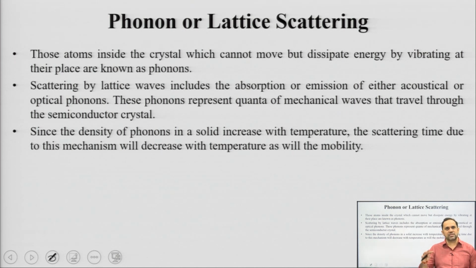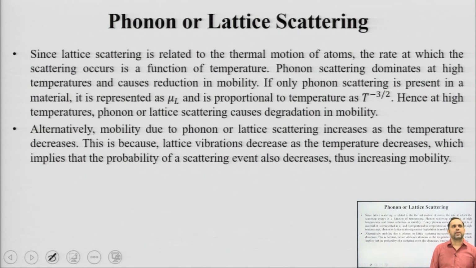Okay. So, when temperature increases, especially at high temperatures, your phonon scattering is also going to be very high, because you have applied higher energy. Not all energy can go to charge carriers. So, in that case, this extra energy goes to these phonons, gets dissipated via these phonons, and this enhances the scattering of charge carriers at high temperature. So, at high temperatures, mobility can reduce because of phonon or lattice scattering. Okay. Lattice scattering is related to thermal motion of atoms. The rate at which the scattering occurs, as I have said, is a function of temperature. It dominates at high temperature and causes a reduction in mobility.